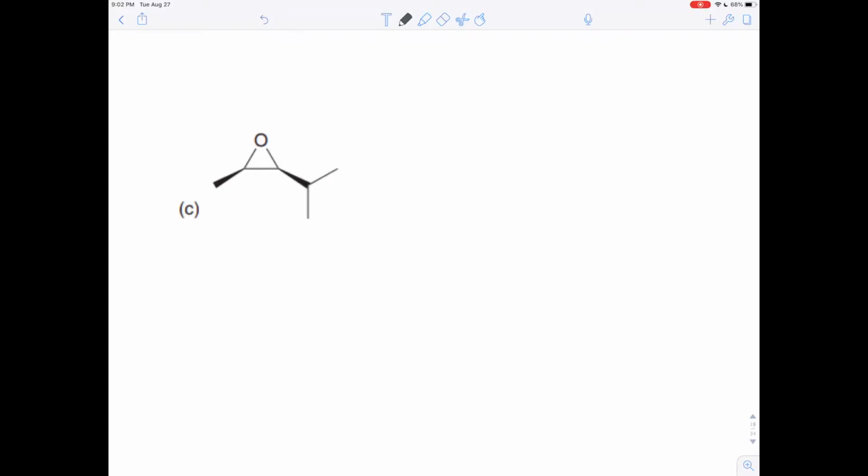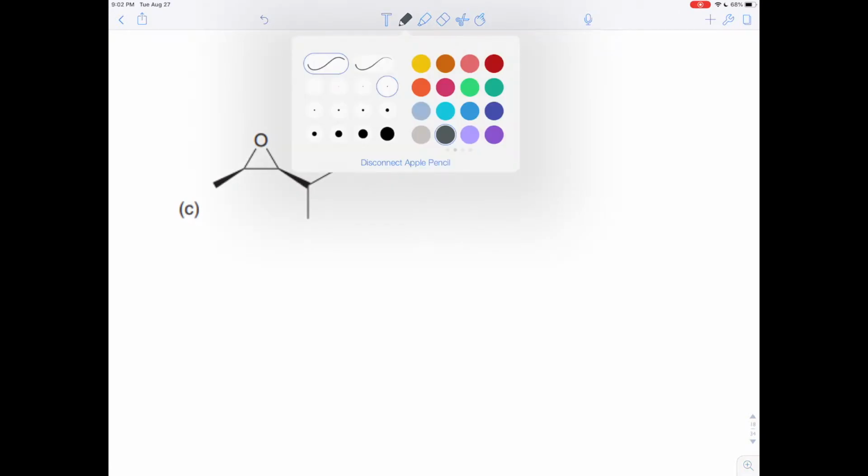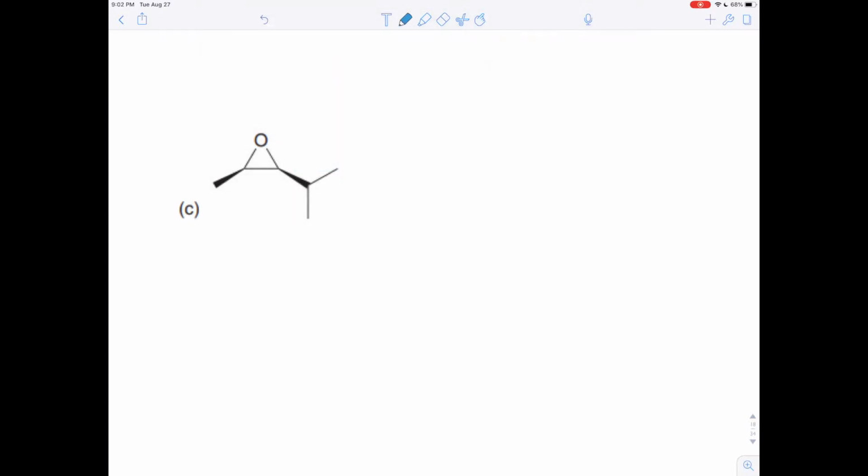So this is just a continuation of 1413. We're trying to name epoxides. The first step is to find the backbone. The backbone is going to be the longest carbon chain you can find without going backwards or lifting up your pencil. And so here, if you go left to right, you get 5.